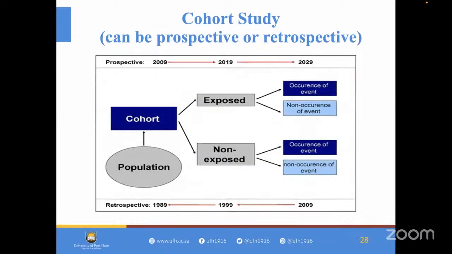Now, moving on to another study design, which is cohorts. Cohorts is a kind of study design that follows up a group of people over a period of time. There are two types of cohort study. They can be prospective, that is going forward, or they can be retrospective, that is going backward. So I will talk about the prospective study design. I'll talk about the retrospective study design as well.